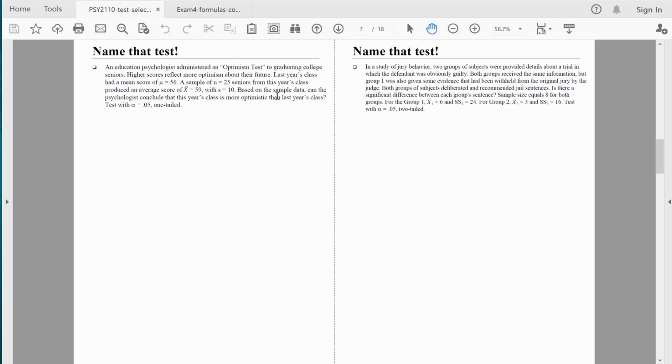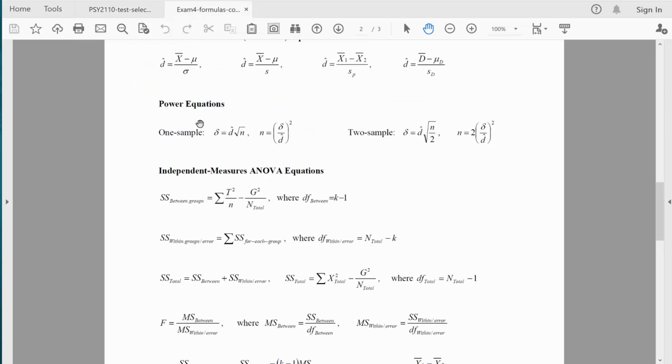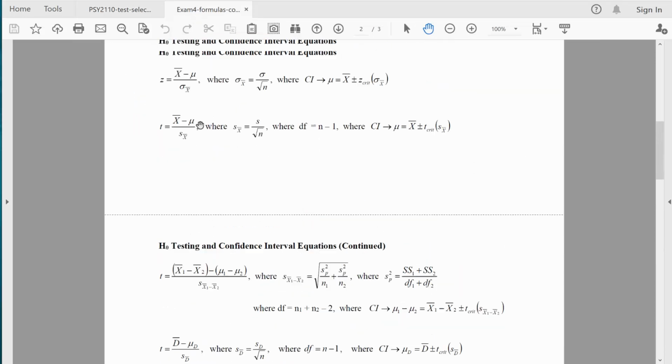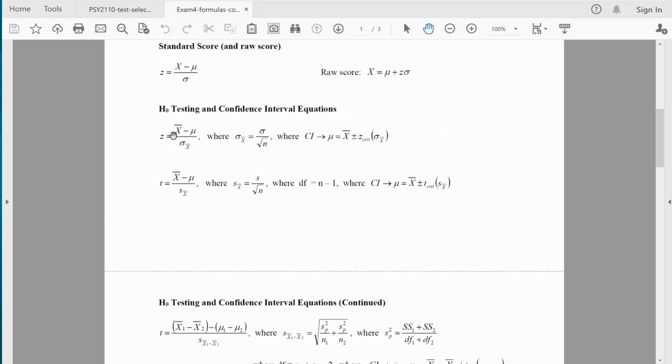Based on the sample data, can the psychologist conclude that this year's class is more optimistic than last year's class? So clearly I'm going to compare this sample mean with this population mean. Let's look at our formulas and see which fits most appropriately. So I'm going to scroll back up. You might recall that the first two tests we were looking at before are both one sample tests. I see one sample mean listed right here compared to a population mean, and one sample mean right here compared to a population mean. So far, those two tests are looking like they could be appropriate.